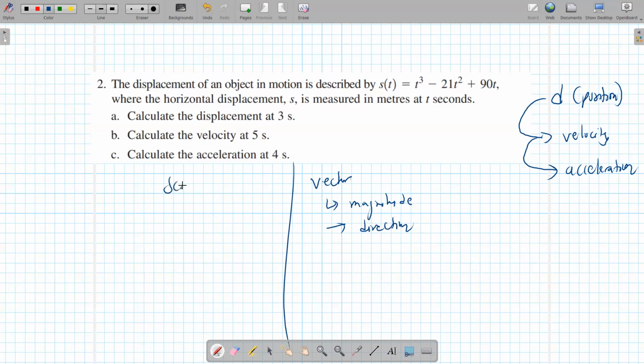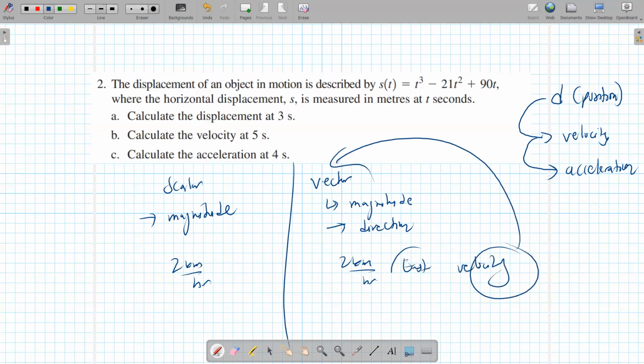Whereas a scalar quantity strictly only has a magnitude, okay? An example would be 2 kilometers per hour is your speed, but if you say 2 kilometers per hour east, then that would be your velocity, which is a vector quantity. You need to specify a direction, whereas for a scalar quantity, you don't.